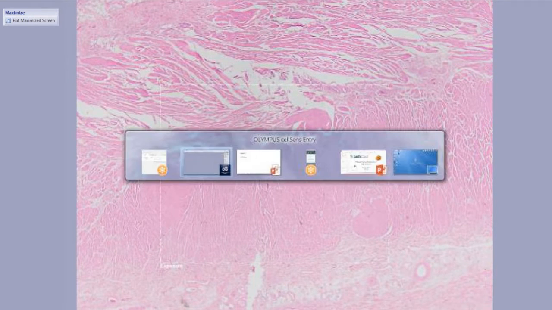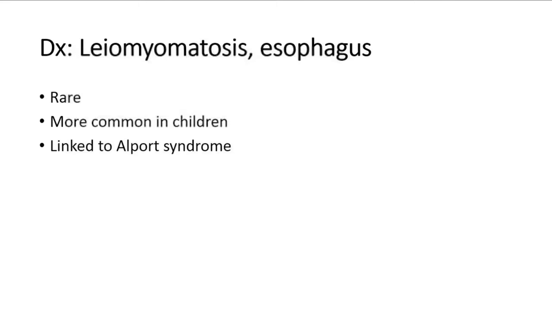So this is an example of leiomyomatosis of the esophagus. As I said, it's rare. It is more common in children, and it does have a syndromic link to Alport syndrome. So if you see this on your boards, or if you encounter it in practice and it's a pediatric patient, that is something that you might want to suggest in your sign-out report.